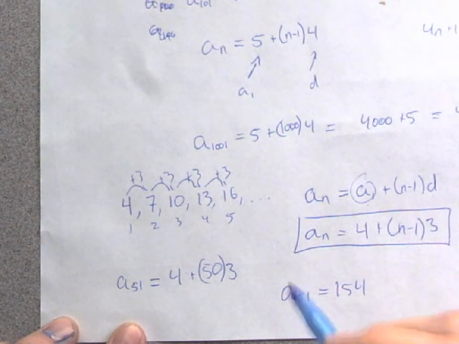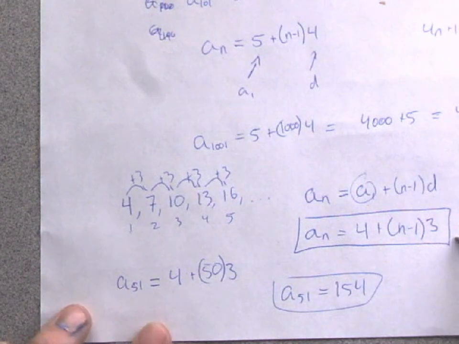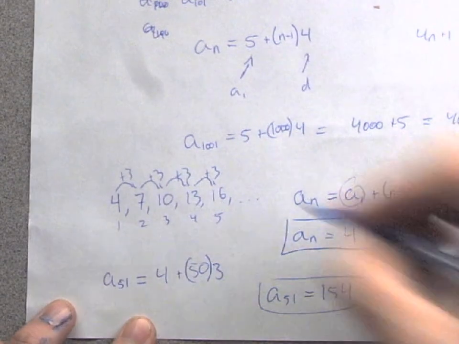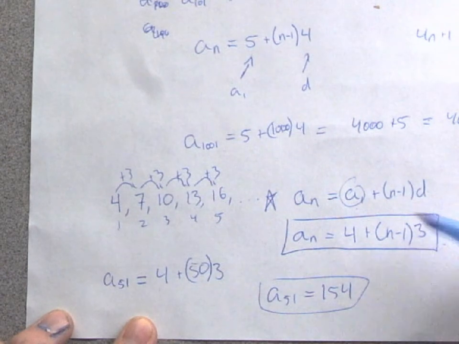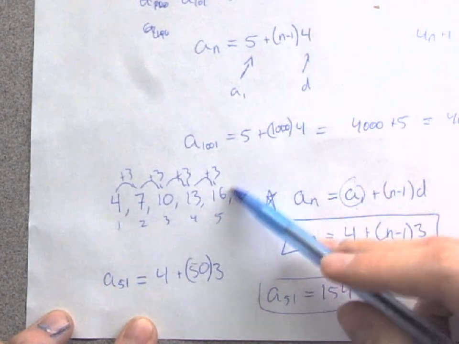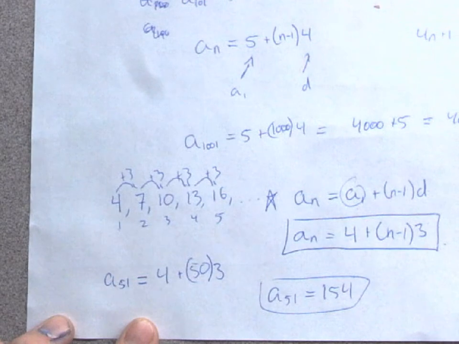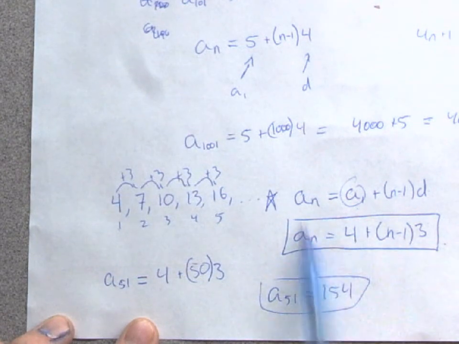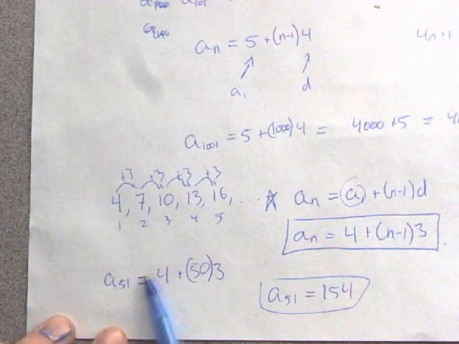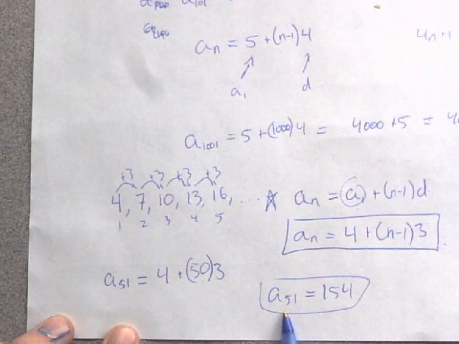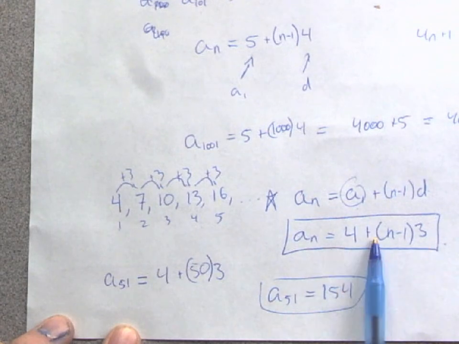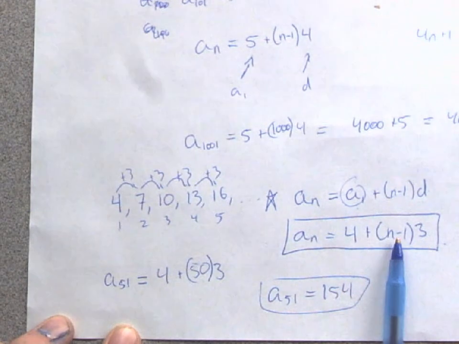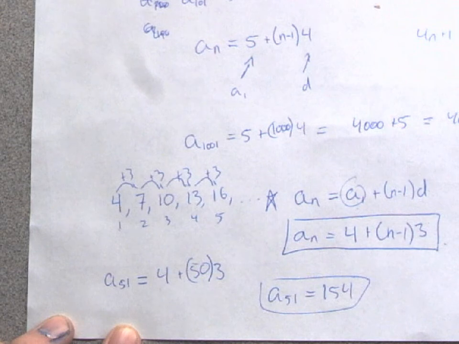Okay, so this is the explicit formula. You use this template, and you replace D with what the common difference is, and A1 with the first term for that sequence. And then you can use that formula, that equation, to be able to find terms that are way far off down the road. Right? 51st term, cool. It's 4 plus 50 times 3. Or 4 plus 51 minus 1, which is 50, times 3. And you get this guy.